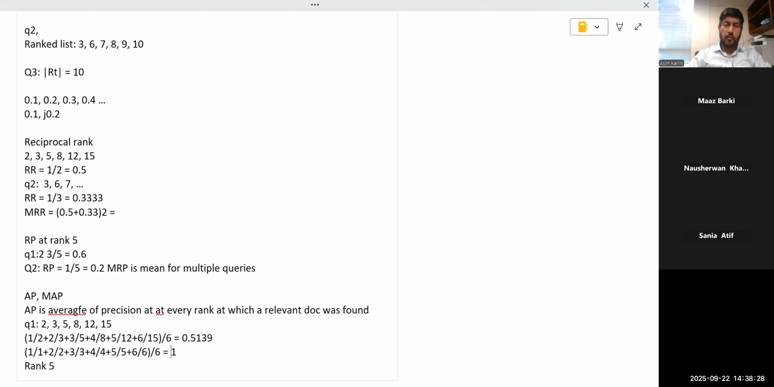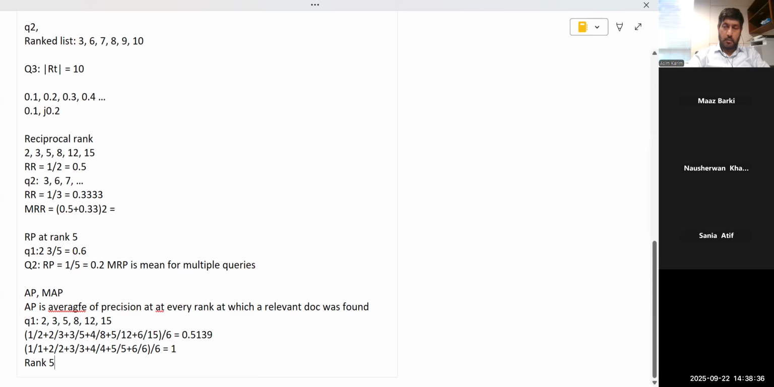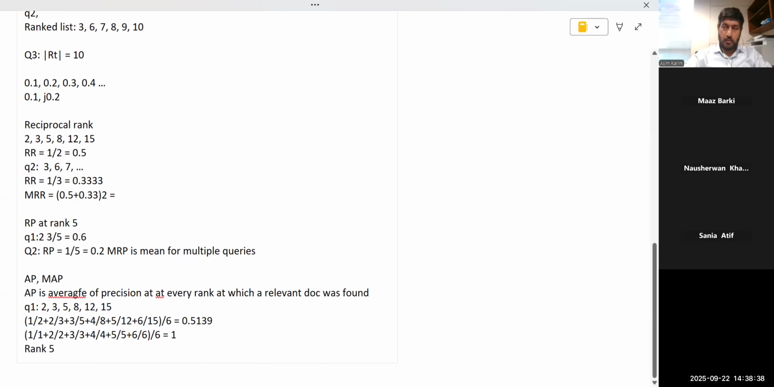And if you have multiple queries, तो हर का आप निकालेंगे ये चीज और फिर average ले लेंगे. So that would be called MAP. So MAP is average AP for multiple queries. ठीक है.